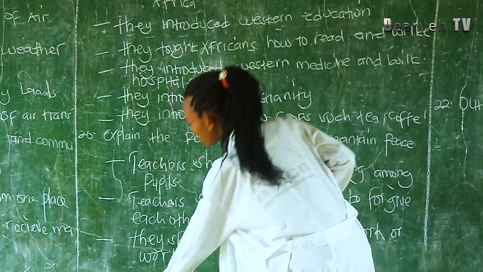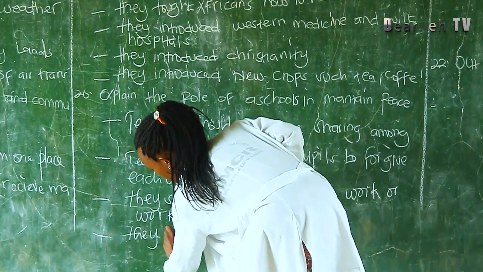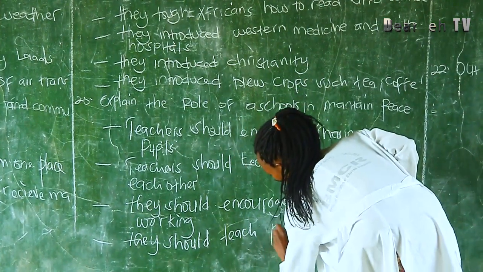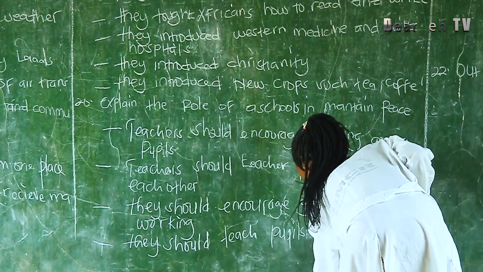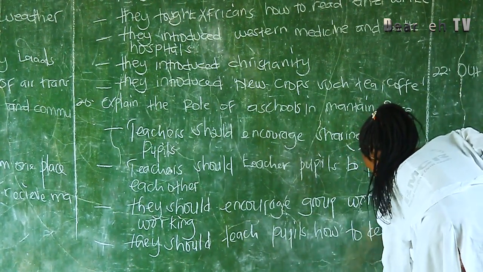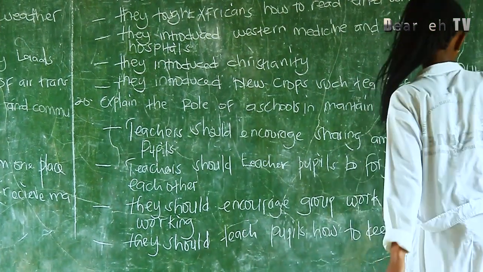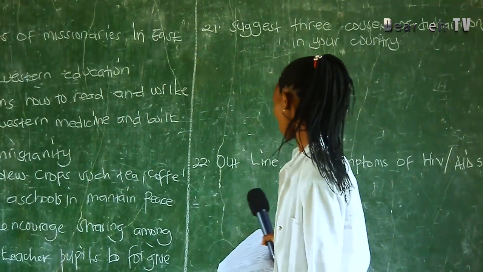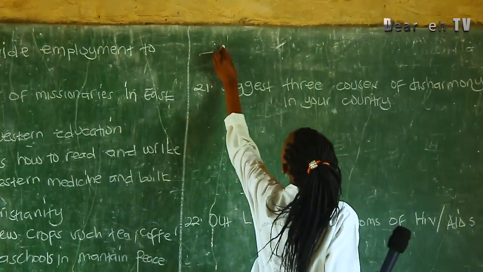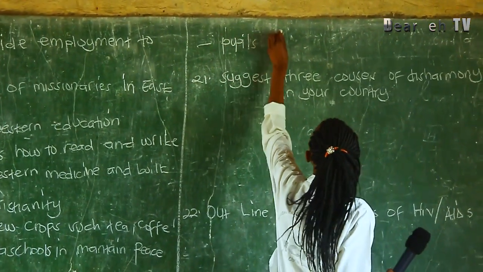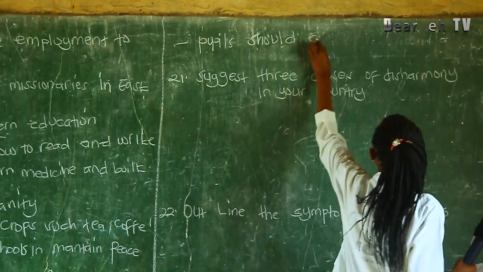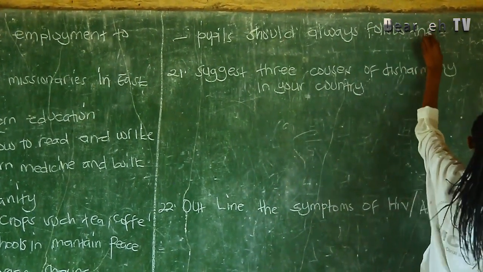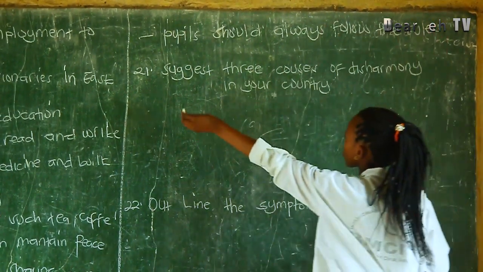Point number four, they should teach pupils how to keep peace. Teachers should always teach pupils how to keep peace. Last point, pupils should always follow the rules of the school.